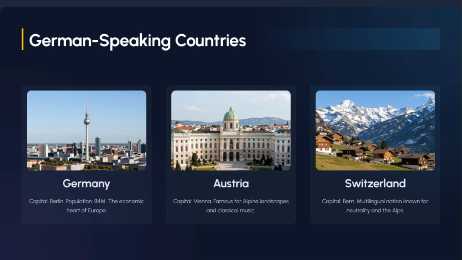Lastly, we have Germany, with Berlin as its capital and a population of around 84 million. Germany is often considered the economic powerhouse of Europe, driving innovation, industry, and cultural influence across the continent. These countries showcase the diversity and shared linguistic roots that help shape the broader German-speaking world, which plays a significant role in European history and culture.